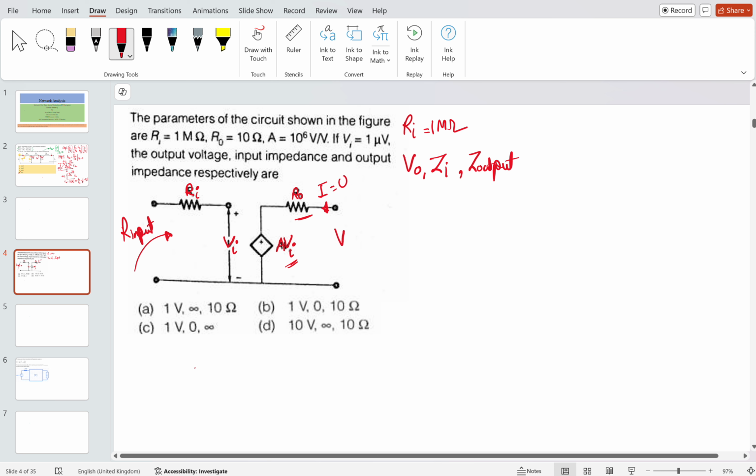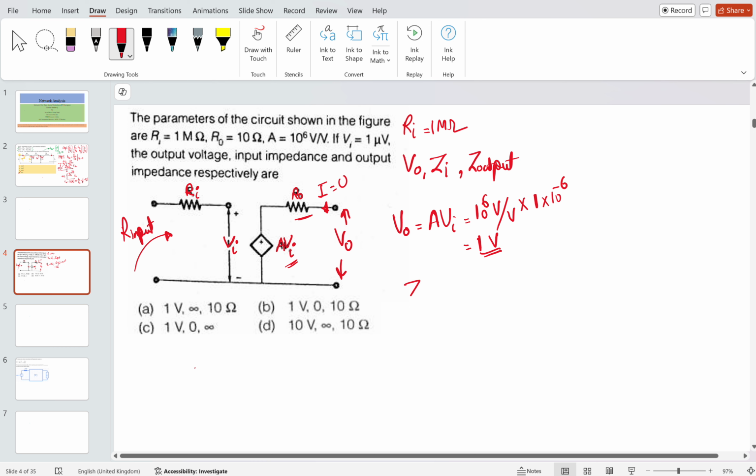So the V output which will come out here will simply be equal to A times VI. A is already given, that is 10 power 6 V by V, multiplied by 1 microvolt, that is 10 power minus 6, and it comes out to be 1 volt. So the option matching is correct.